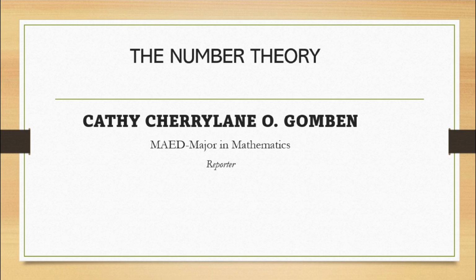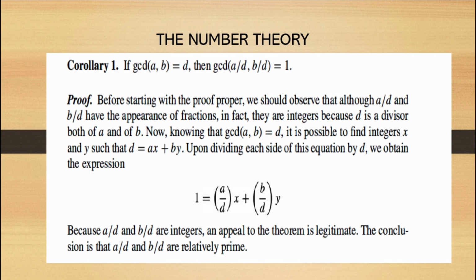My topic is about the corollary 1 and 2 of Theorem 2.4 of Greatest Common Divisor. For our corollary 1, it states that if the greatest common divisor or GCD of two numbers a and b is d, then when both a and b are divided by d, the resulting numbers have a GCD of 1. And here is the proof.